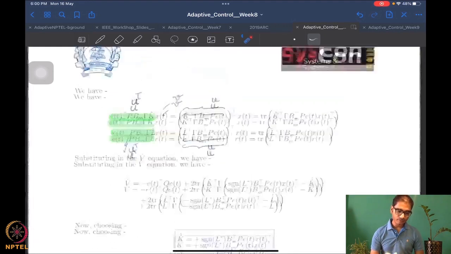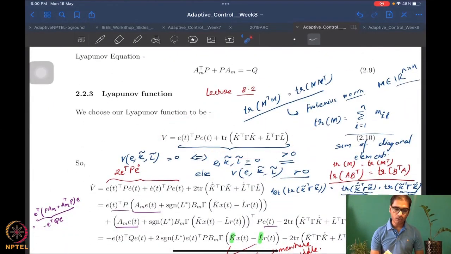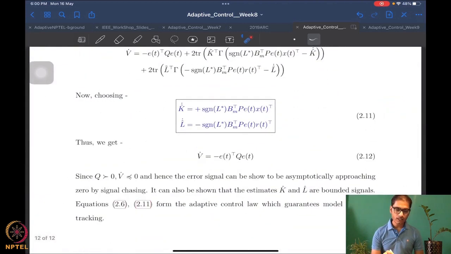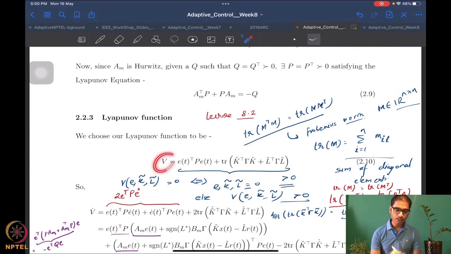Why? Simply because V was chosen as a positive definite function containing some kind of quadratic in E, K tilde and L tilde. And we've also shown that V dot is less than or equal to zero. So V is a non-increasing function of time. As time progresses, V is non-increasing, which means that whatever the initial value of V is, you cannot go beyond it. Therefore, none of these terms can go unbounded.